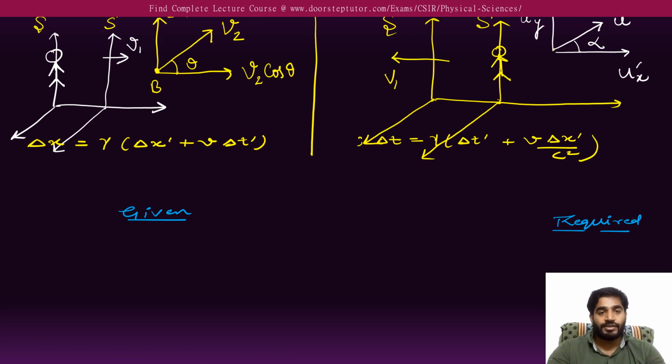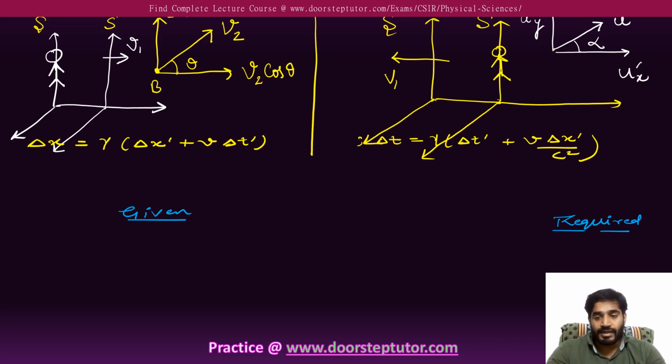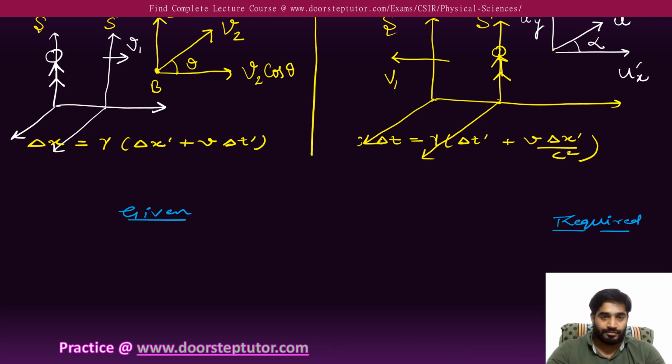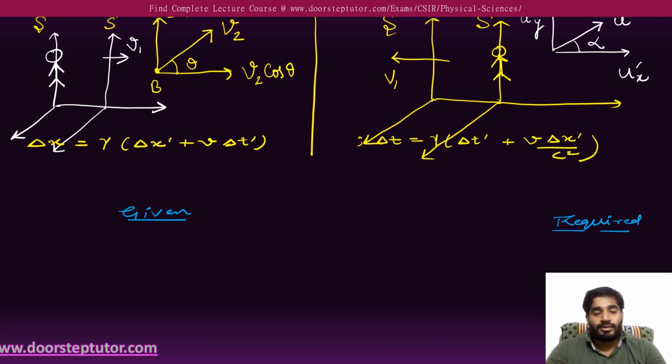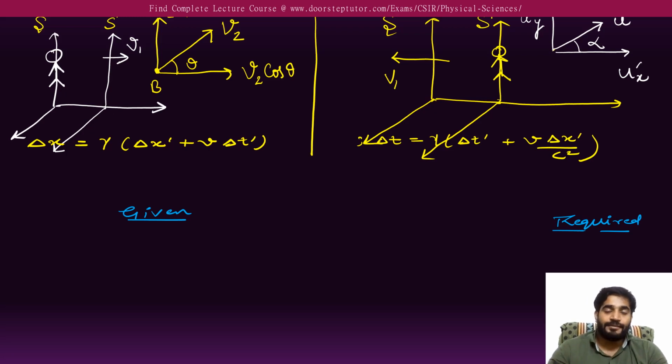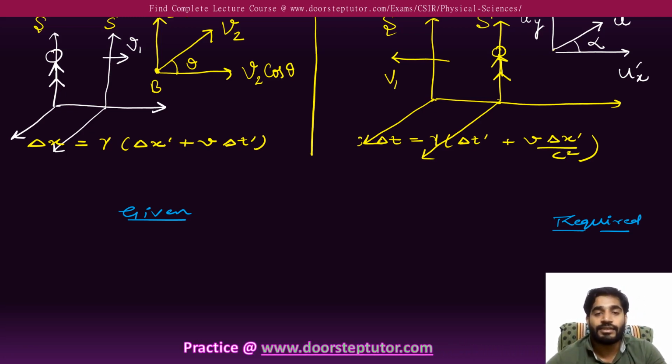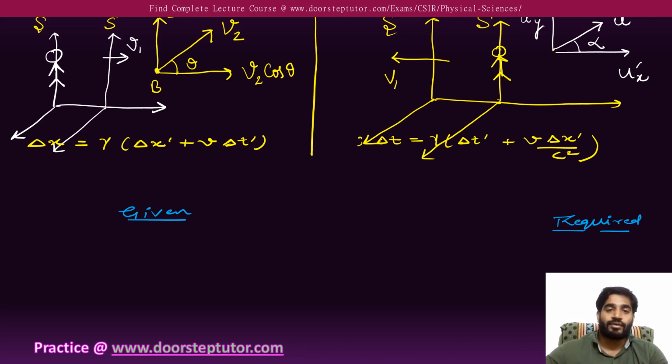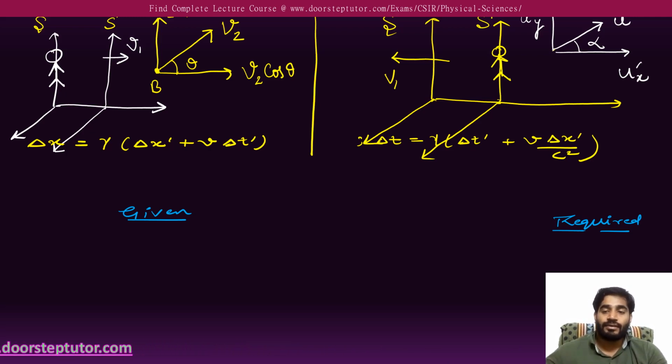In the given condition, you can see the observer in the S frame, and the S dash frame is moving with the velocity v1. Now the particle is moving randomly with a velocity v2. When we resolve the velocity into horizontal and vertical components, we see that v2 cos theta is the horizontal component and v2 sin theta is the vertical component.